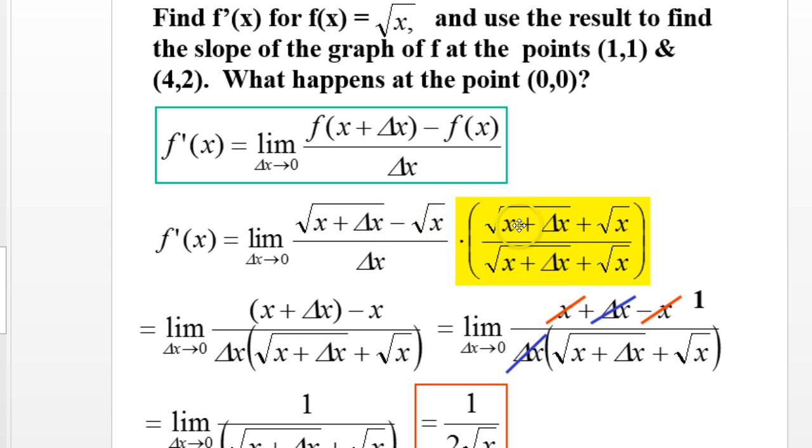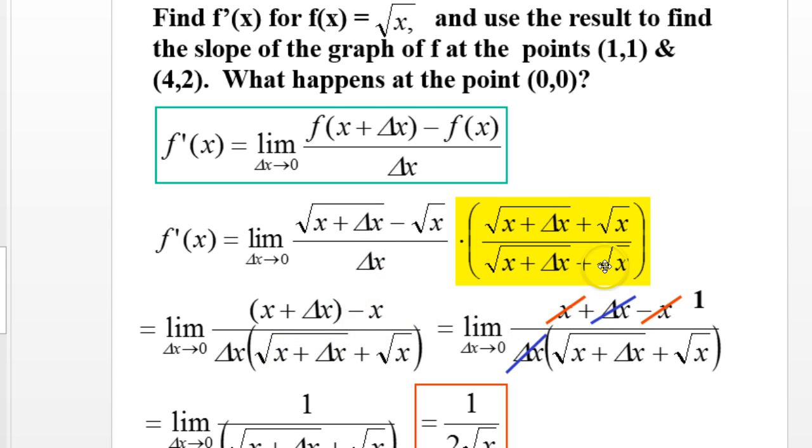so we multiply top and bottom. And so we end up getting x plus delta x minus x on top. And if you notice, if I write those out, these are going to cancel out to 1 or 0. The reds are going to cancel out there.